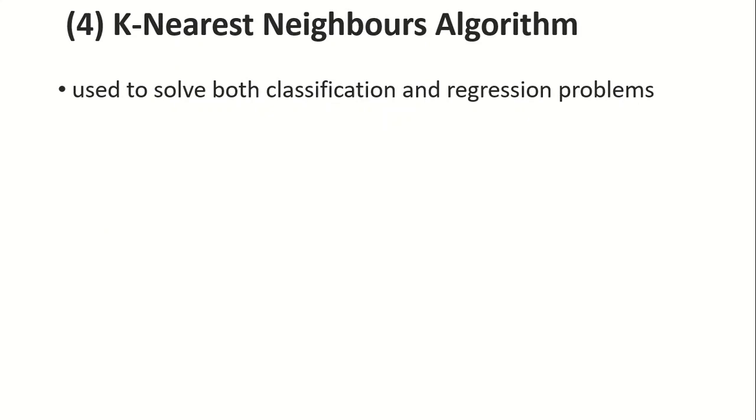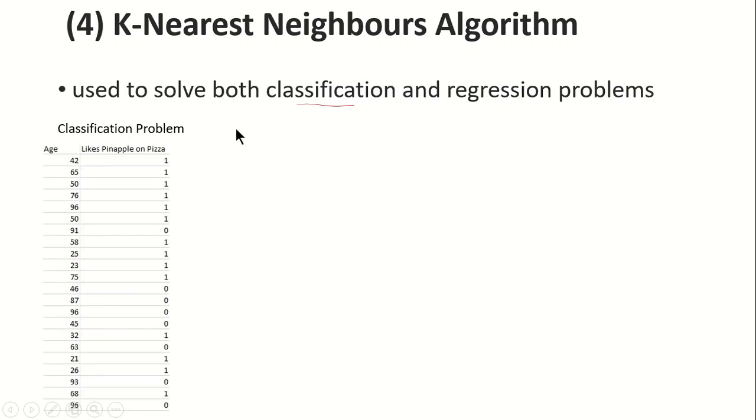So then the fourth kind of algorithm is the K-nearest neighbors algorithm, used to solve both classification and regression problems. Okay, for example, the classification problem is like this, that is yes or no answers. So here if we have the x values as age and y values as 1 or 0, 1 means yes, 0 means no. So it's a classification problem. We give age as input and we get the output, whether that person likes pineapple on pizza. Okay, that's a categorization or classification.